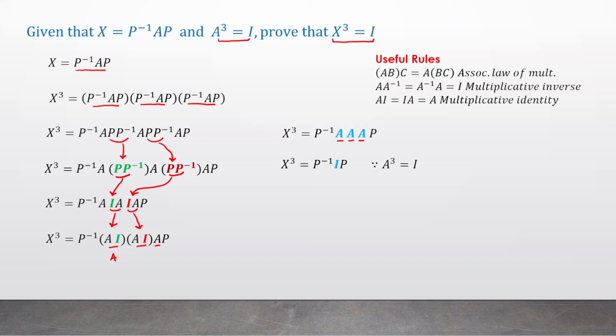And from our question, we stated that A cubed equals I. So A cubed is replaced with I here. And we just bracket IP, and we know that IP is equal to P using the third rule. And finally, X cubed will be equal to I, because a matrix times its inverse will be equal to the identity matrix. So we've proven that X cubed equals I.